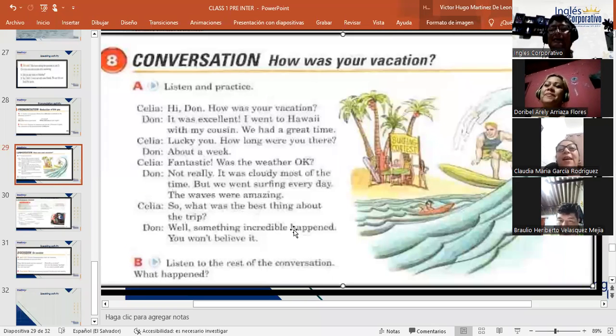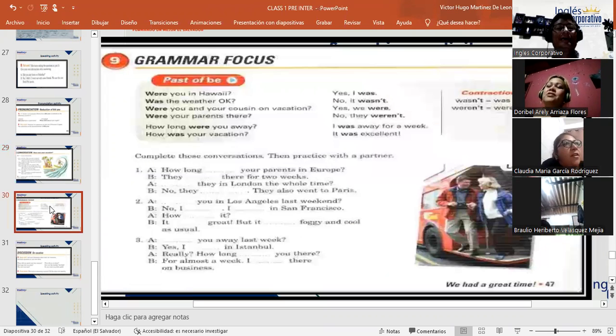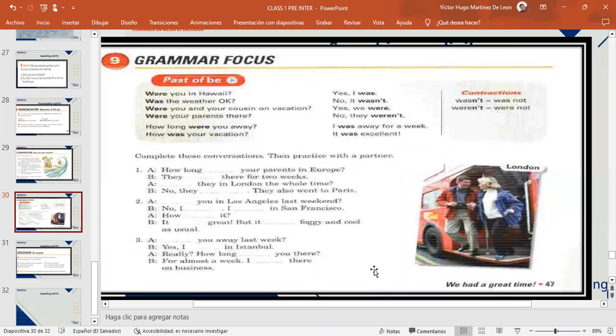Interesting. Se me traba la lengua. Ay, mira. Refrigerator. Yes. Refrigerator. Okay, my friend. Yeah, gracias. Oh, you're welcome.